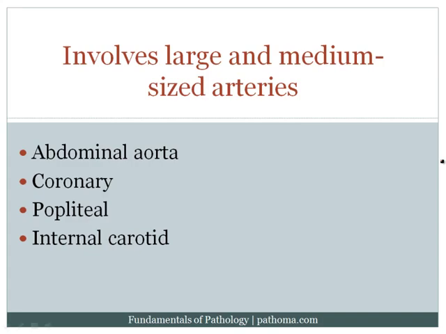This involves large and medium-sized arteries, as I've already mentioned, and the four most common arteries in the body to be involved are the abdominal aorta, the coronary arteries, the popliteal artery, and the internal carotid arteries. And the idea here is that when you get involvement of these arteries, you're going to develop certain pathology, and the pathology is what we're going to discuss both in this section and in the cardiac section.